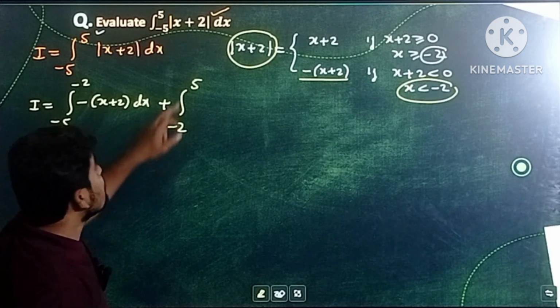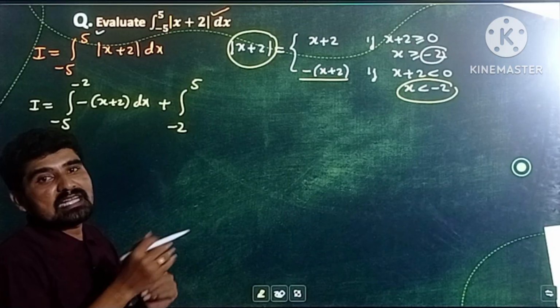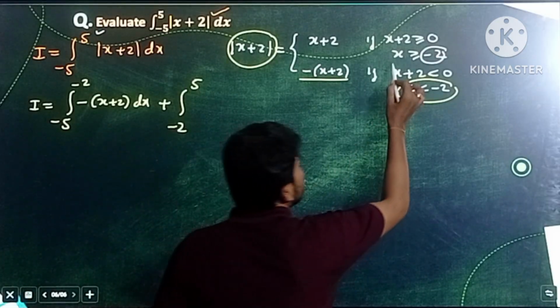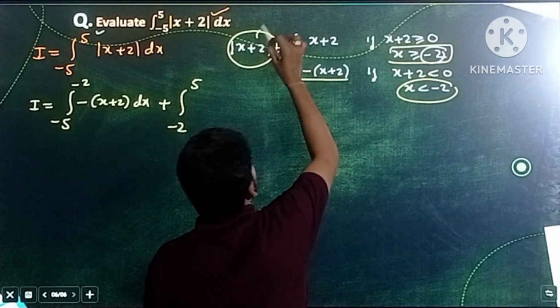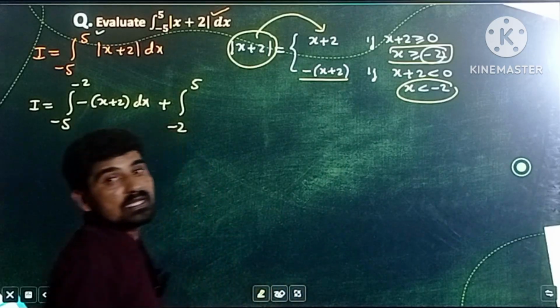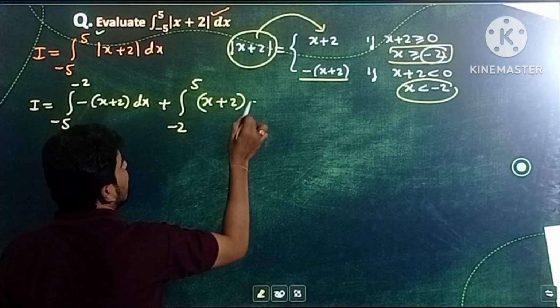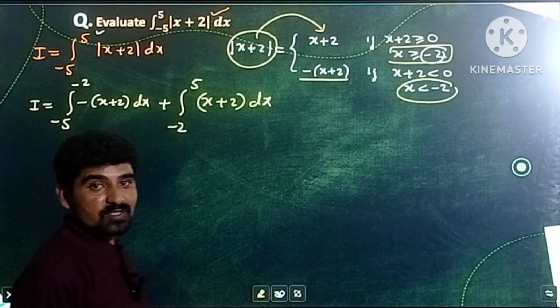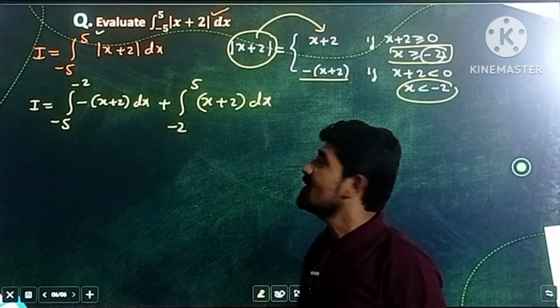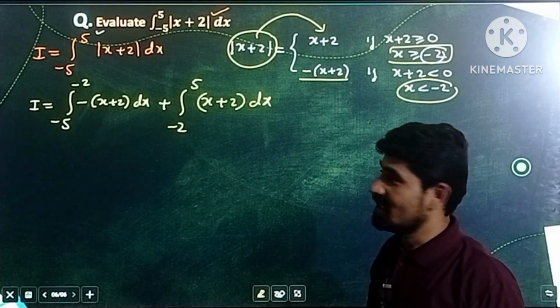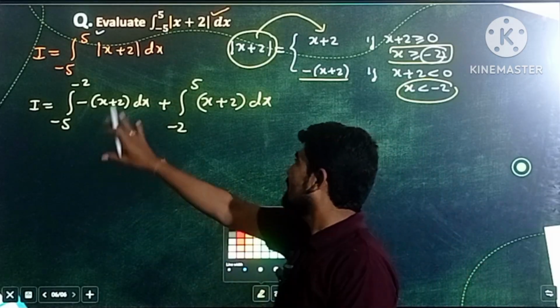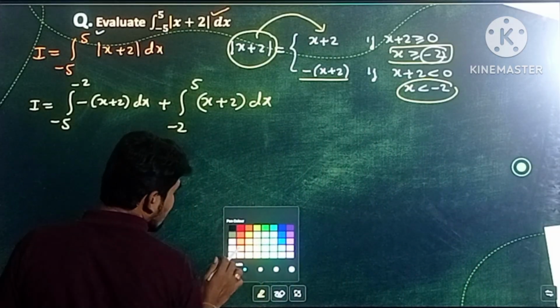And here from minus 2 to plus 5, it means greater than minus 2. When x is greater than minus 2, what is the definition of modulus of x plus 2? x plus 2. Therefore, x plus 2 dx. I hope all of you understood how to break down the integral limits when we are integrating the modulus function. What next? Simply we need to integrate this function and apply the limits.